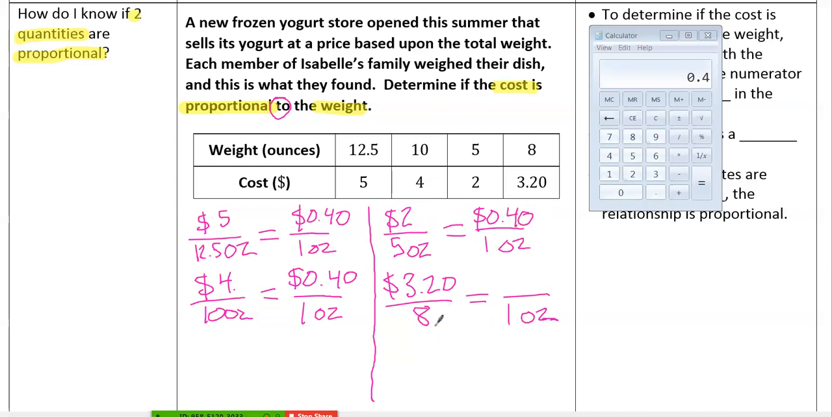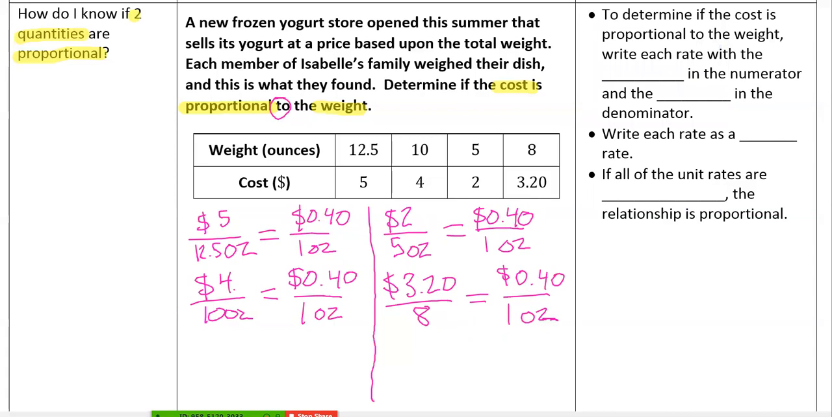How do I get from 8 to 1? I divide by 8. What do I have to divide $3.20 by? 8. 8 goes into 3.2, 0.4 times with a 0 on it. These are all proportional. I'm sure you don't actually really care. I care though. I care. So everything's 40 cents per ounce.